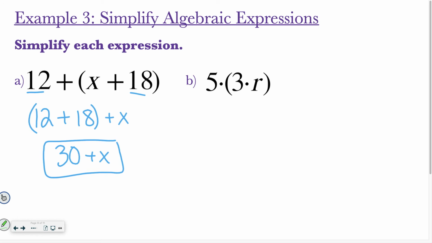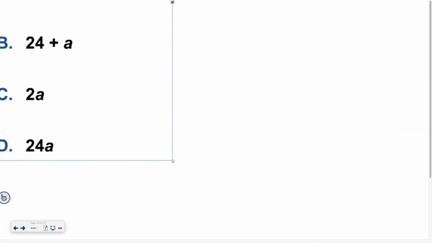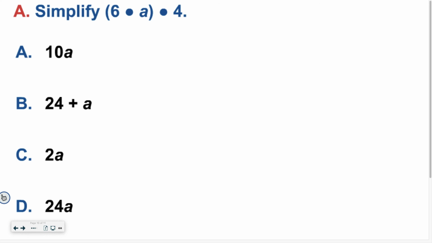Now let's look at B. 5 times the quantity of 3 times r. Again, I can't do anything with 3 times r because I don't know what r is. So I can change the grouping and do 5 times 3 first, and then have the r on the outside. Or I can write it as 15 times r. And if you would like to write multiplication in between 15 and r, you can. You can also just write it like that. Okay, now we have one for you to try. Simplify the quantity of 6 times a times 4. Good luck.